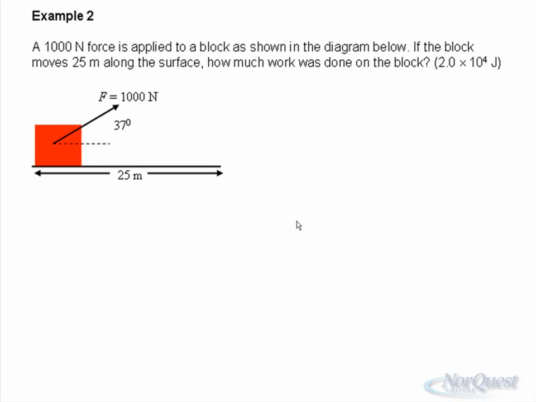For example 2, we're going to look at another work energy type formula. This one we're moving horizontally. So we have a 1,000 Newton force applied to the block as shown in the diagram below. If the block moves 25 meters along the surface, how much work was done on the block? So we're looking for work.